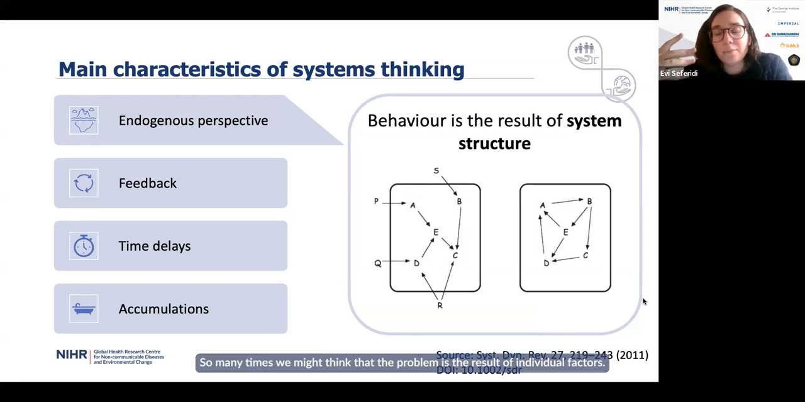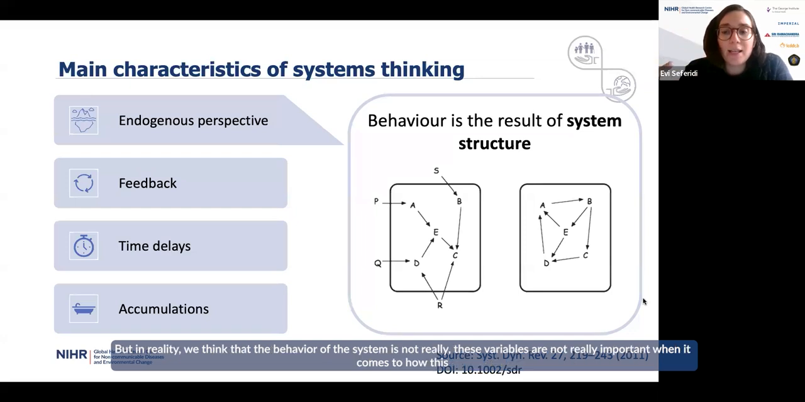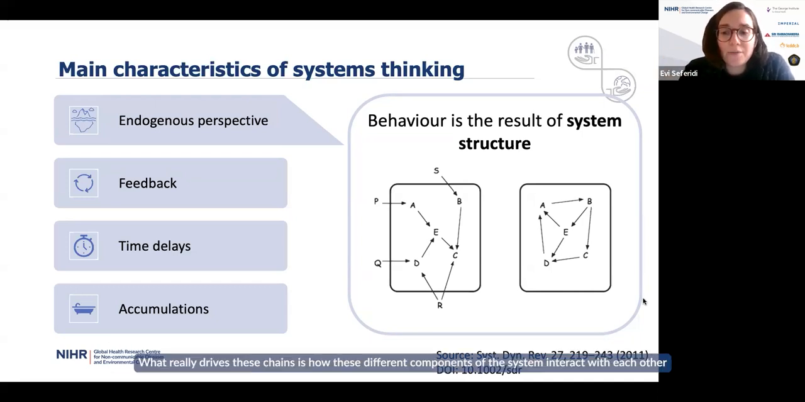Many times we might think that the problem is a result of individual factors, as you see on the left side of the picture, that might be outside of what we call the system boundary. They could be exogenous variables that are not impacted by anything else within a system. But in reality, we think that these variables are not really important when it comes to how the problem changes over time. What really drives this change is how these different components of the system interact with each other.